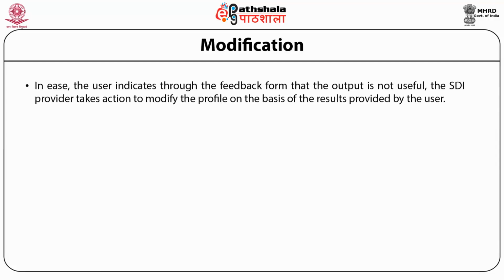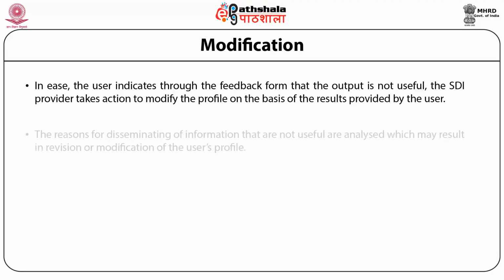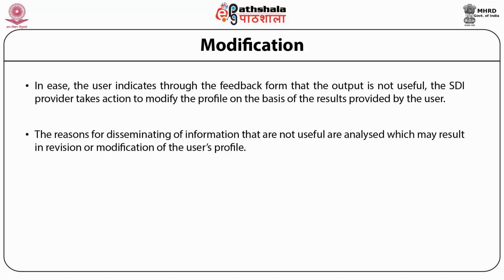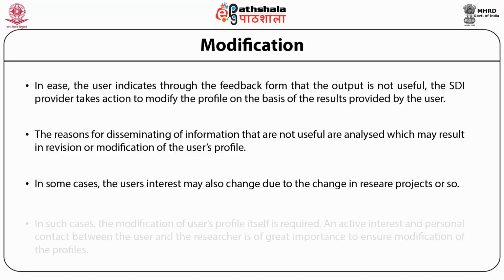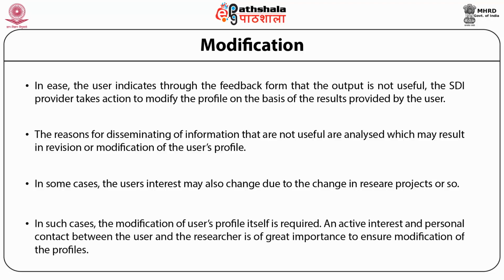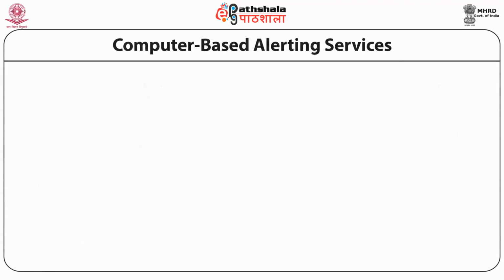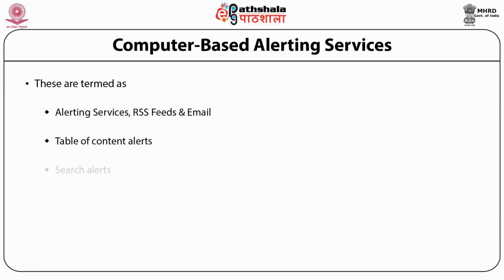Modification. In case the user indicates through the feedback form that the output is not useful, the SDI provider takes action to modify the profile on the basis of the results provided by the user. The reasons for dissemination of information that is not useful are analyzed, which may result in revision or modification of the user's profile. In some cases, the user's interest may also change due to the change in research projects or so. In such cases, the modification of the user profile itself is required. An active interest and personal contact between the user and the researcher is of great importance to ensure modification of the profile. Computer-based alerting services are termed as alerting services, RSS feeds and email, table of contents alerts, search alerts, citation alerts, and new publication alerts.